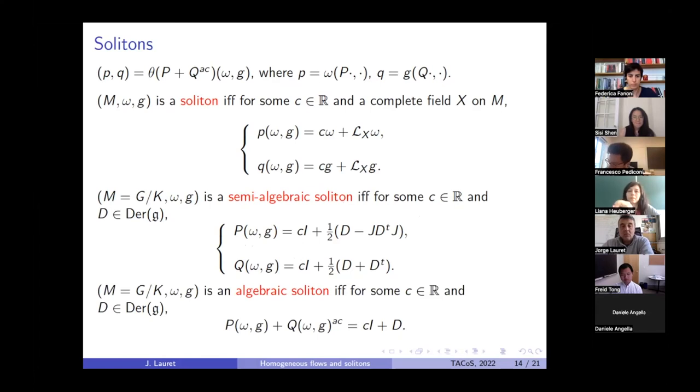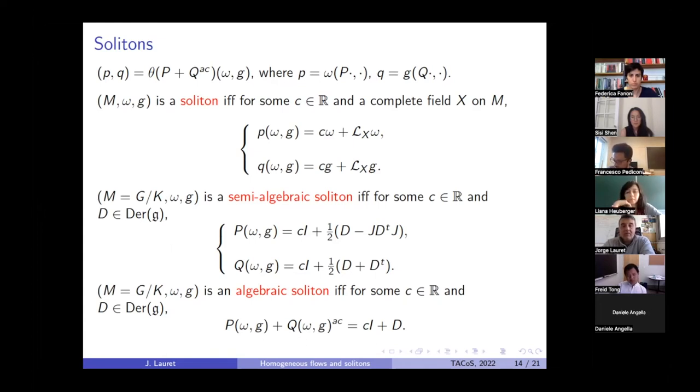And you can define these, which are called algebraic solitons, which are more special than semi-algebraic, and is when the derivation is orthogonal to U of M in this case. And then you get this very, very simple, only one equation, okay?